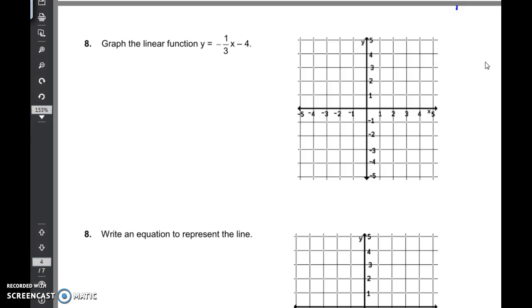All right, number 8, graphing a linear function. This should be something that we all can do. If this is something you cannot do, this is one of the primary skills of algebra. You need to learn this very soon and be able to do it well.